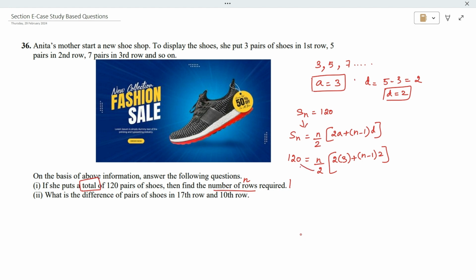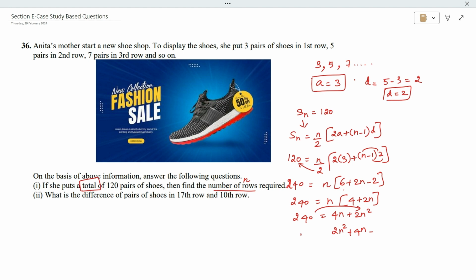So just take this 2 to the other side, so it becomes 240 equal to n times 3 times 2, which is 6, plus, and I'm just expanding this bracket, so it is 2n minus 2. So n times 6 minus 2 is 4 plus 2n. So if I expand it, it is going to be 4n plus 2n square, isn't it? So now just take 240 to the other side. So it will be 2n square plus 4n, and 240 comes to the right side, so it becomes minus 240 equal to 0, isn't it?